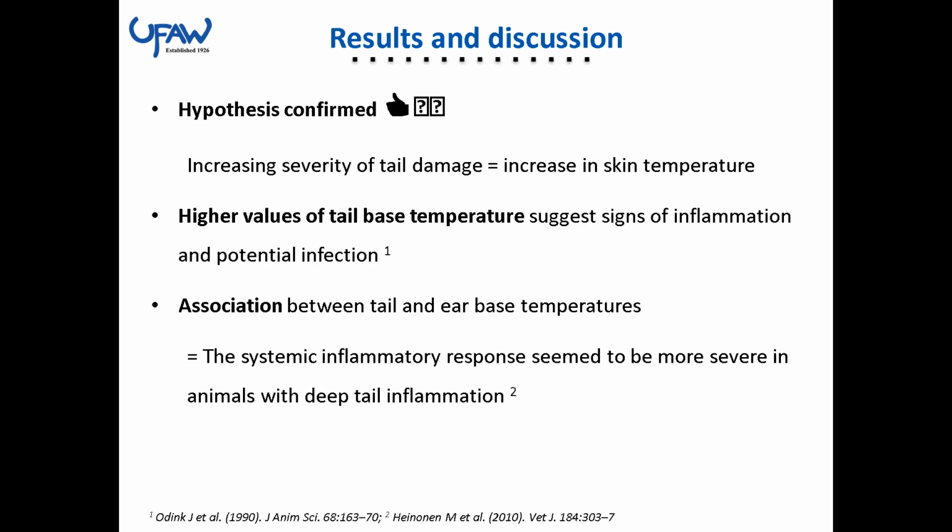The association between tail and ear base temperature is in agreement with a previous study, reporting that the systemic inflammatory response seemed to be more severe in animals with deep tail inflammation.